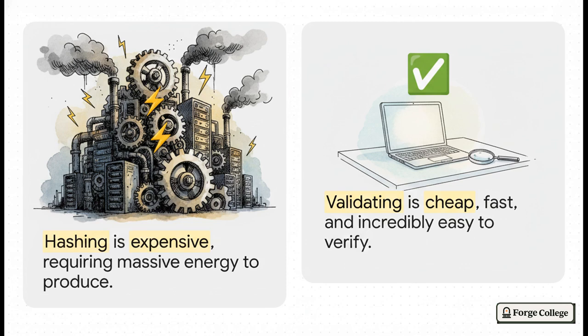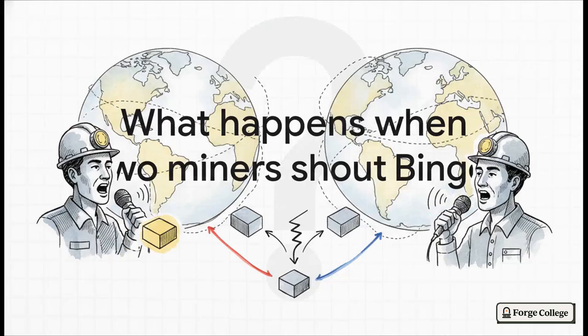Remember that wooden sculpture analogy? Creating a winning block, actually hashing it, is incredibly expensive and requires massive energy and computational time. But validating that the miner actually won the lottery, that is practically free. It's cheap, fast, and incredibly easy. Any standard laptop running a node can just instantly look at the winning ticket and say, yep, the math checks out. But here is a super fascinating wrinkle.